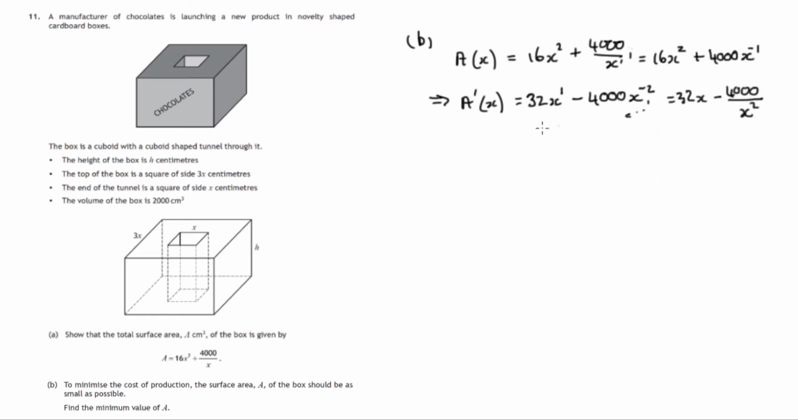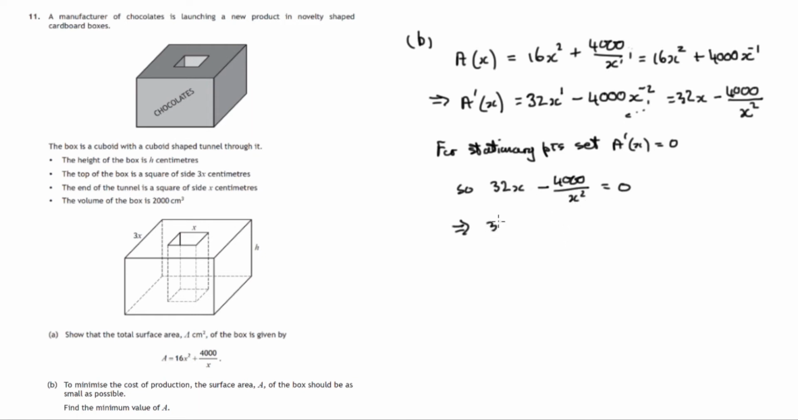So there's our gradient formula, and we know that to find stationary points on the graph of this function, we'll need to set that gradient formula, a dashed of x, equal to 0. So I have to find values of x for which 32x minus 4,000 over x squared is equal to 0. Well, let's get rid of the fraction first off and multiply both sides by x squared.